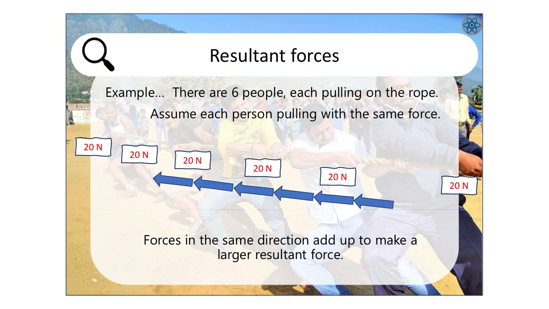So we can move the forces so they're next to each other top to tail, and it can be replaced by the orange arrow. So if 6 people each with 20 newtons are pulling in the same direction, that can be replaced with one arrow of 120 newtons, 6 times 20. Note that the length of the arrow is linked to the size of the force. The longer the arrow, the bigger the force.